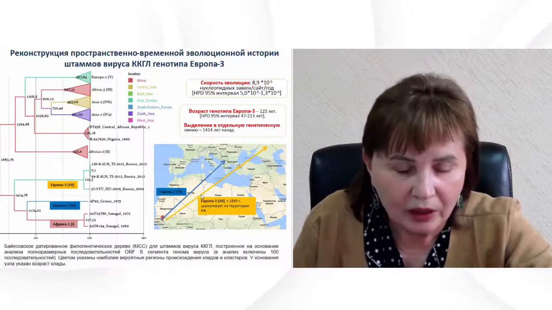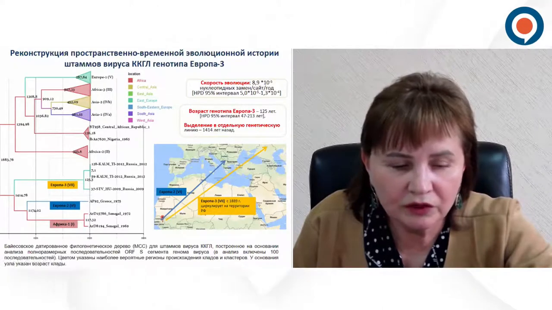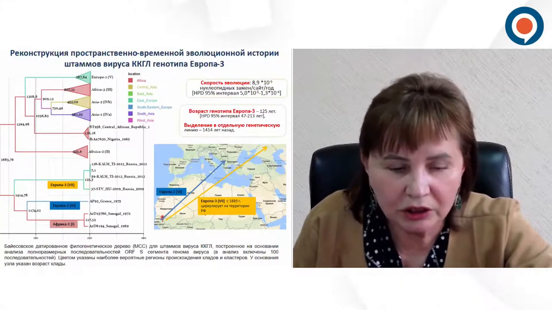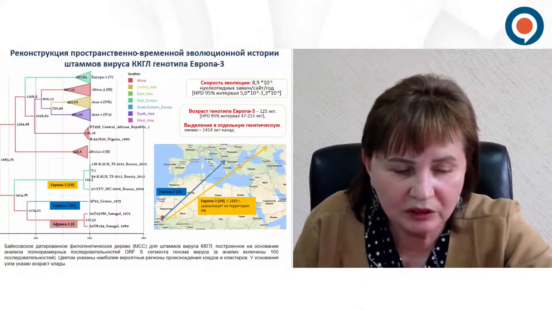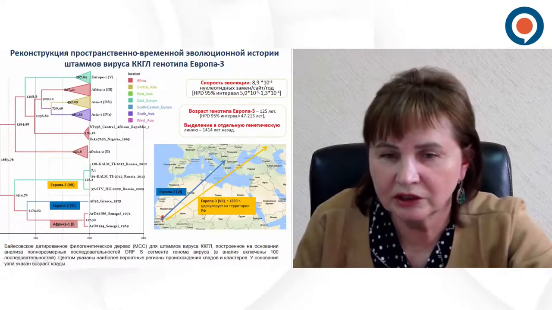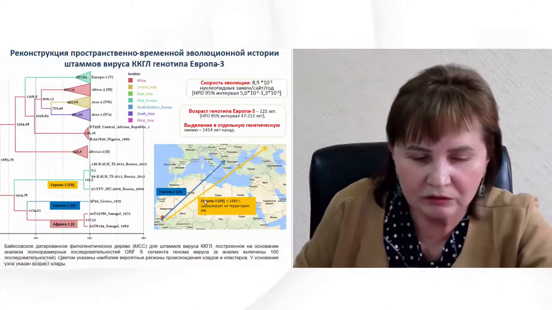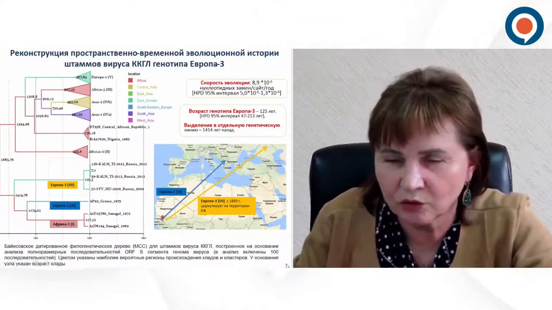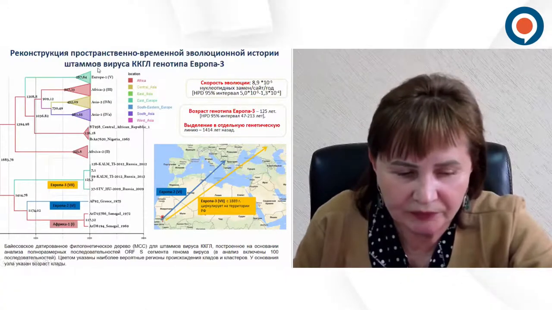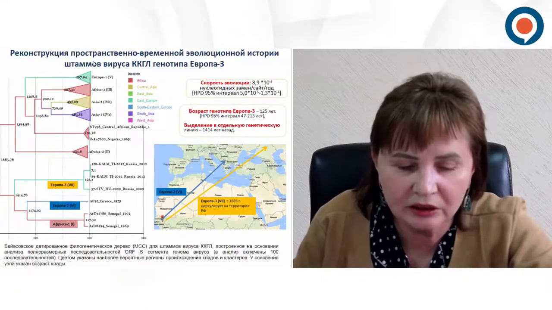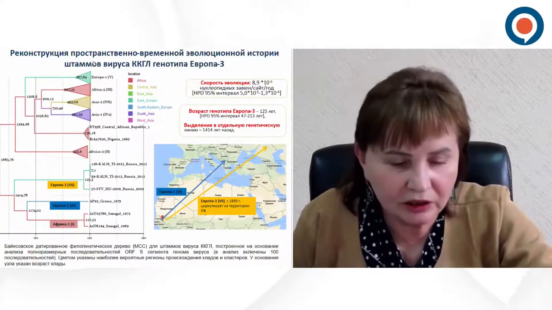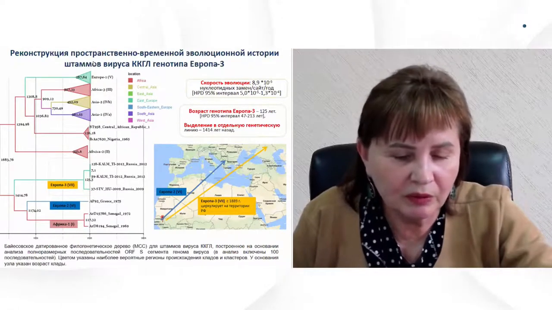Predominantly, the genetic line Europe 3 developed as one arch about 1,415 years ago, and the strains of genotype Europe 3 entered Europe from the territory of Africa, and then further on circulated in the southwestern part of Europe, predominantly in the southern part of Europe, and on the territory of the Russian Federation.